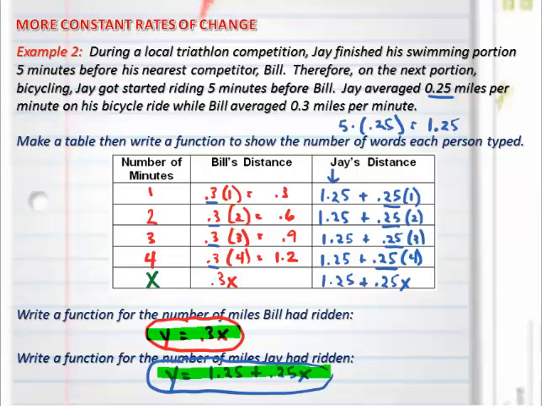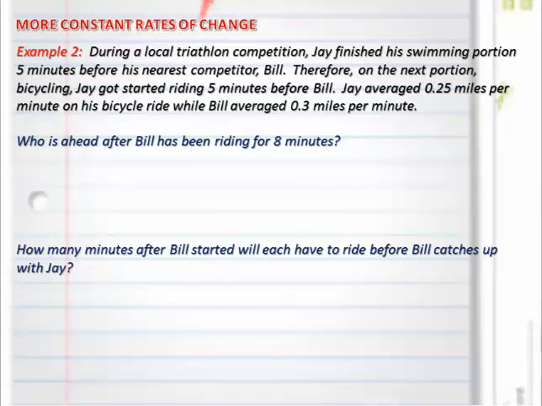Okay? All right. Now the last couple questions: who is ahead after Bill's been riding for 8 minutes, and then when will they be at the same distance, or when will Bill catch up with Jay? So go ahead and see if you can figure that out. Remember what your equations were. For Bill, it was y equals 0.3x, and for Jay, it was y equals 1.25 plus 0.25x. Okay, so go ahead and see if you can figure those out, first after they've been riding for 8 minutes, and then when will they be at the same distance.